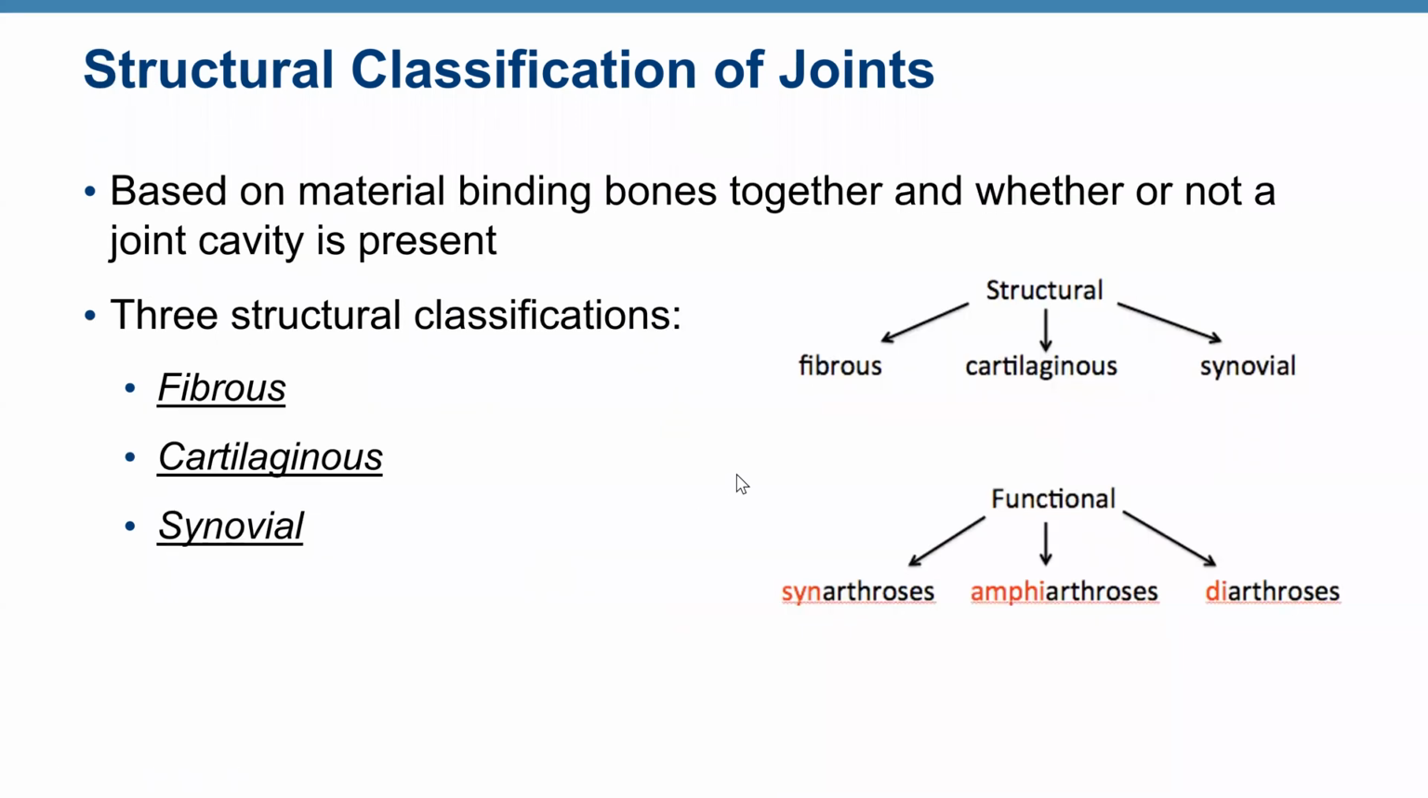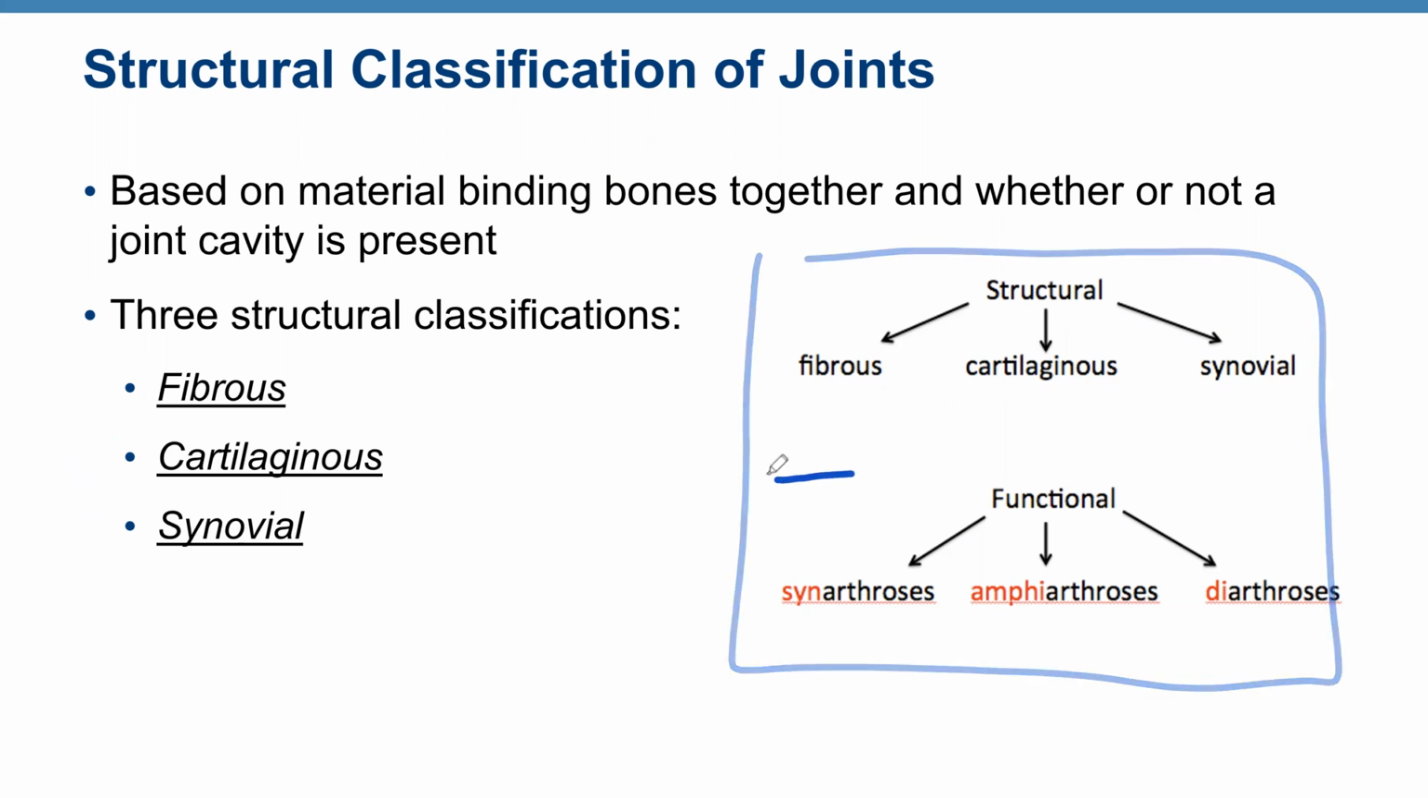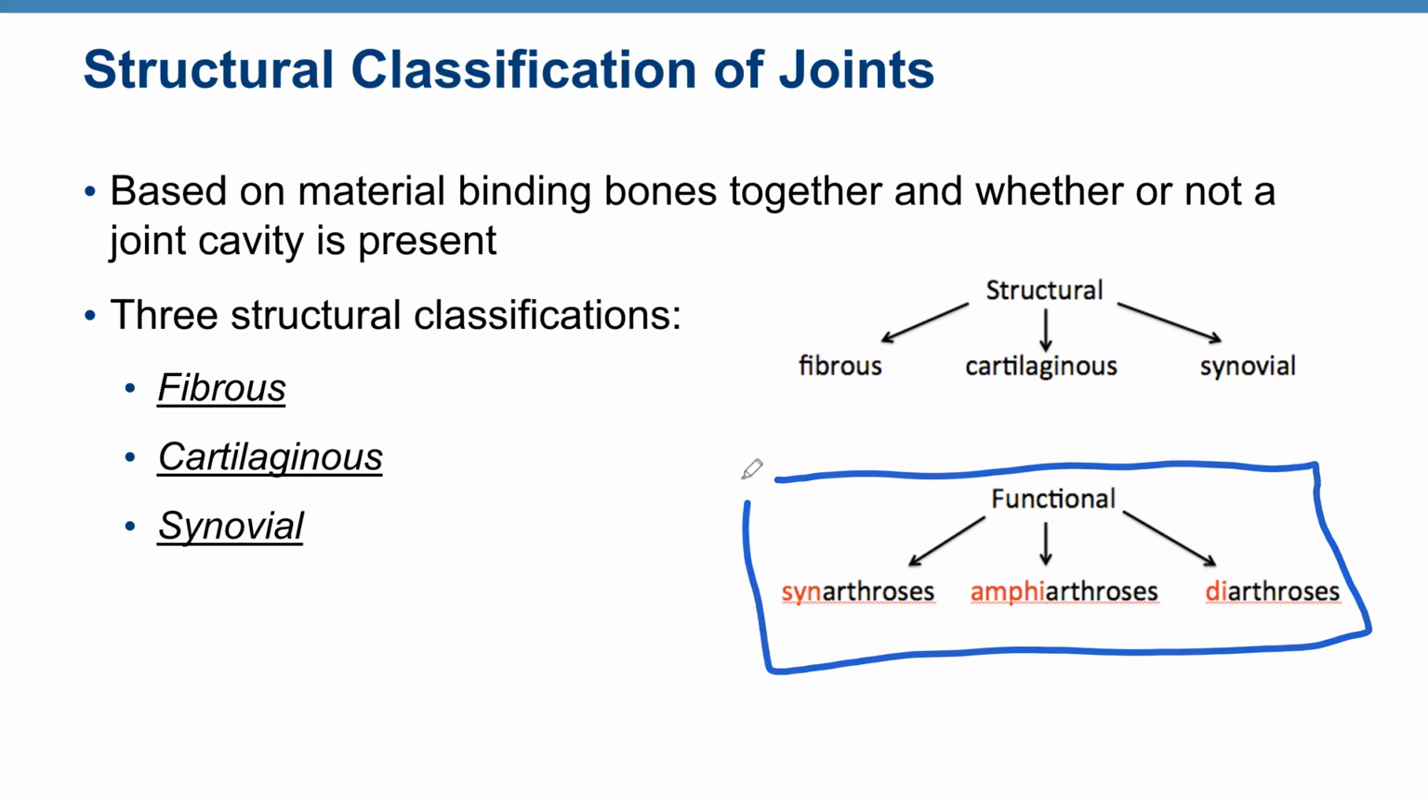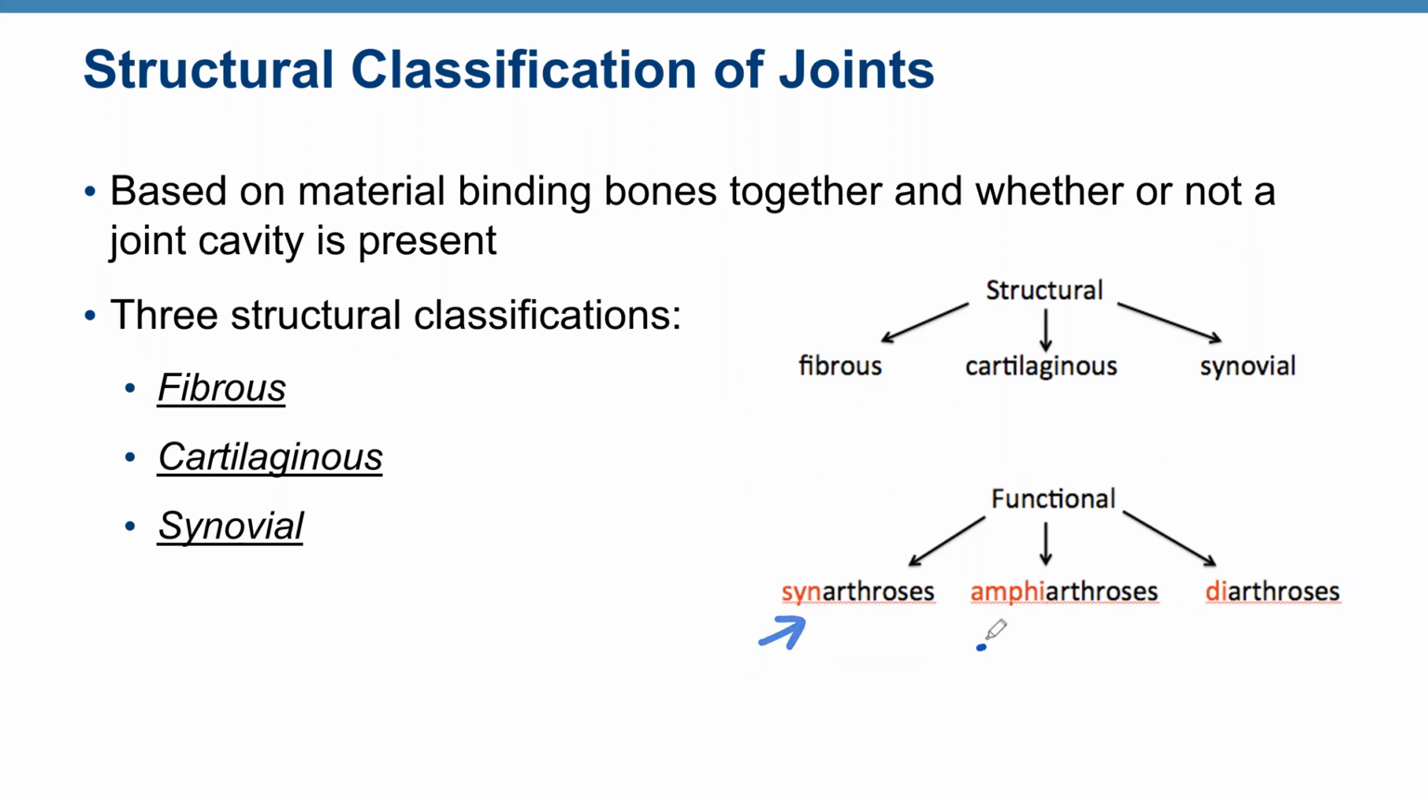I also mentioned that we can classify joints based on their structure, and specifically based on the material binding bones together and whether or not a joint cavity is present. We have three structural classifications: fibrous joints, cartilaginous, and synovial. So if you look over here, you see our functional classification that we just described: synarthrosis, amphiarthrosis, and diarthrosis, and structural: fibrous, cartilaginous, and synovial.